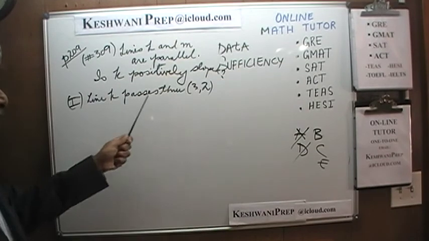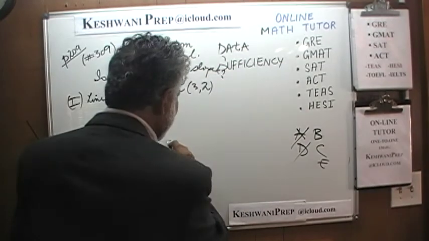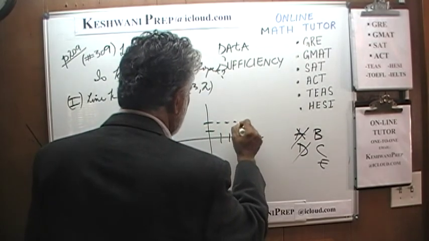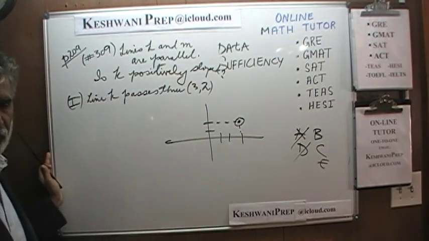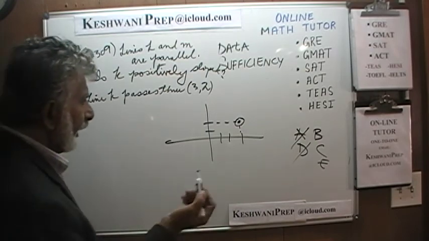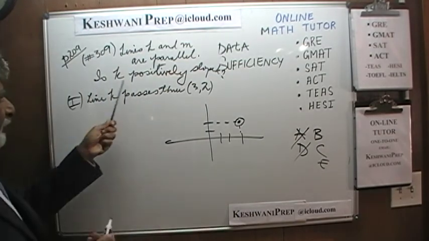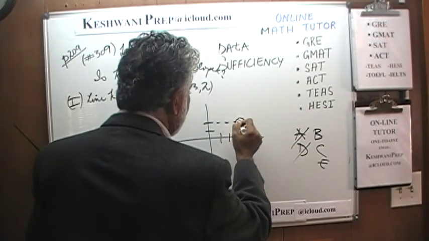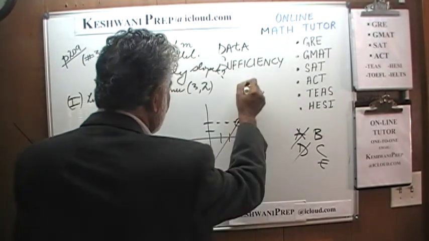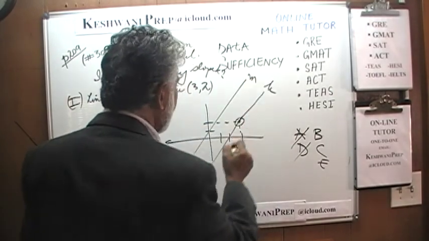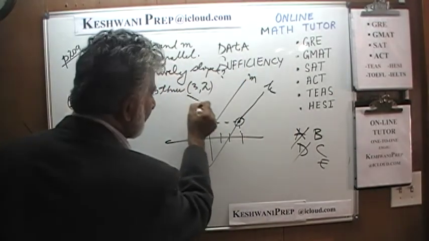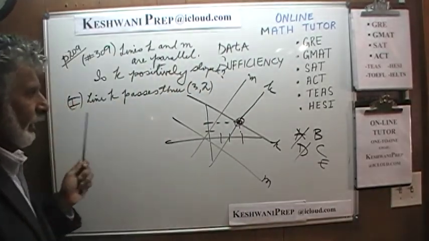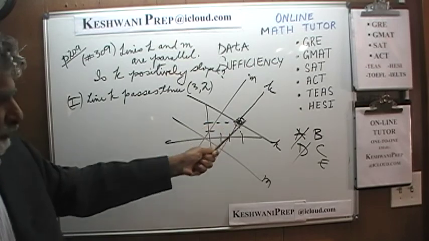All we know is that line K goes through 3, 2. We know that line K goes through this point. And the question is, is line K positively sloped? We know that K and M are parallel. But maybe line K is like this. Here's your K and here's your M. Or maybe line K is like this. It goes through this point. Here's your K and M. In that case, K is positively sloped. In this case, it is not.